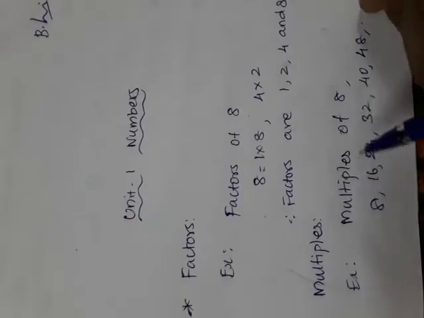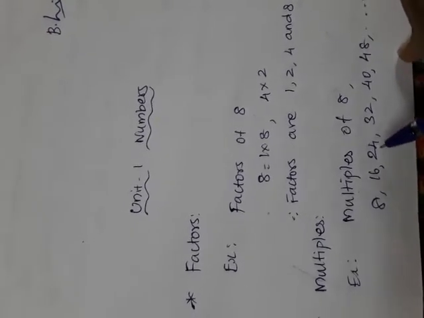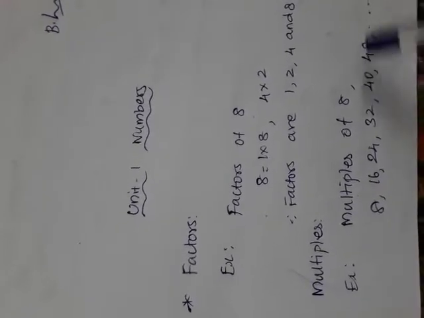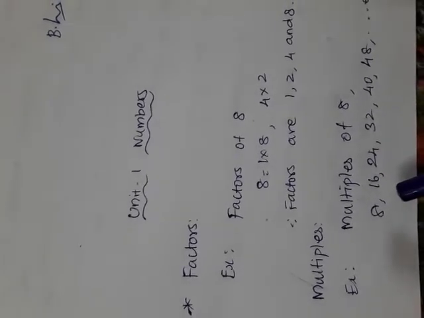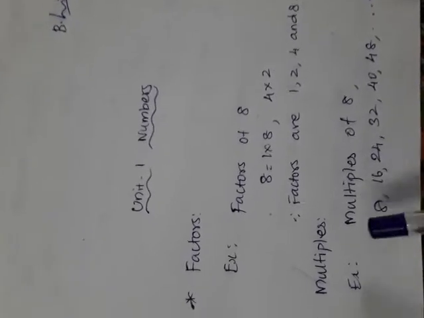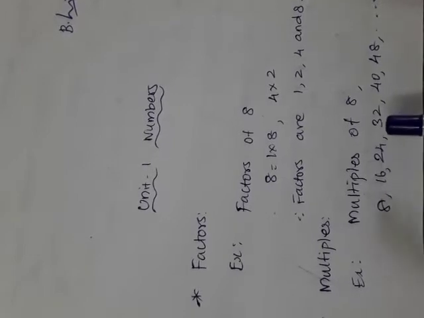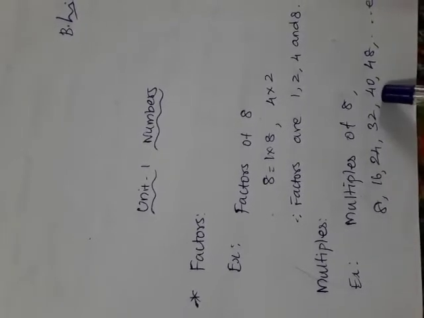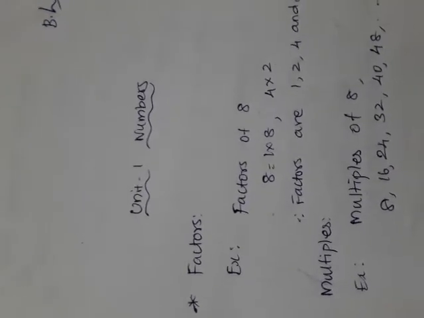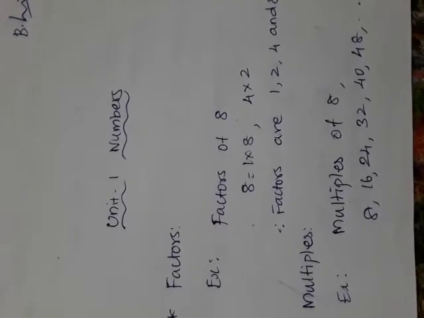For example, multiples of 8. The multiples are 8, 16, 24, 32, 40, 48, etc. Children, what do you understand from this? It is very simple. They are the answers in the 8th table. 1 eight is 8, 2 eights are 16, 3 eights are 24, 4 eights are 32, 5 eights are 40, 6 eights are 48, etc. So multiples you can easily remember as the answers of the tables.